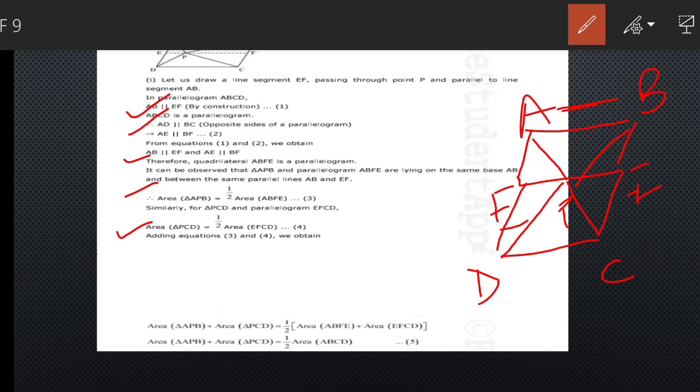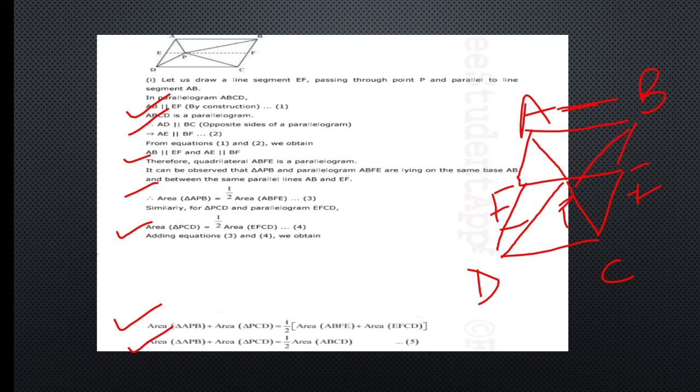So from these two equations, equation 1 and equation 2, we can add them up. After adding, we will get area of APB plus area of PCD is equal to half of area of both the small parallelograms, that is ABFE and EFCD. So ABFE and EFCD together will give us ABCD, the full parallelogram. So the first proof is done.